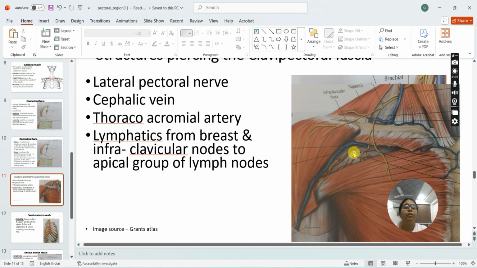Thoracoacromial artery. Okay. Then you are seeing a nerve coming here which is supplying the pectoralis major. This is the lateral pectoral nerve. Don't get confused with the other nerves, these nerves are different. I'll tell you its name later. This nerve which you are seeing in the clavipectoral fascia is called the lateral pectoral nerve.